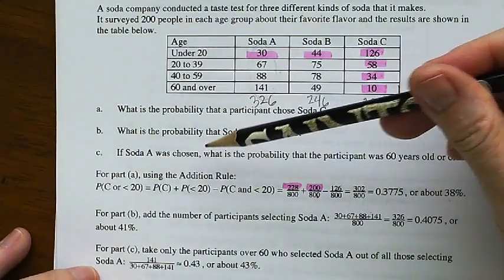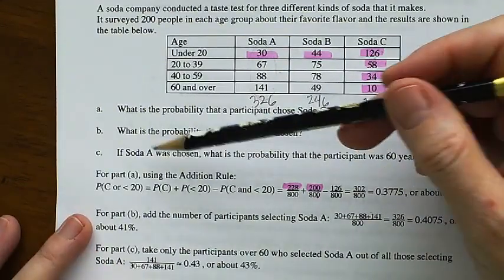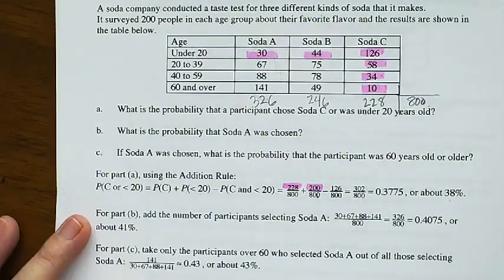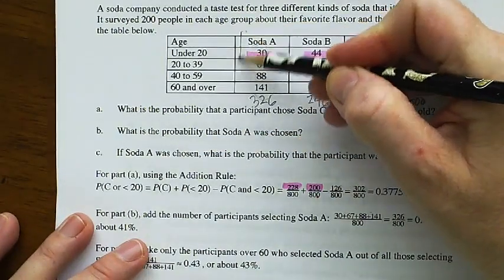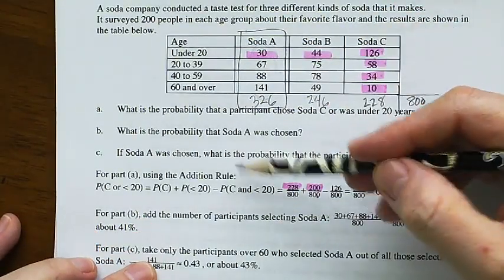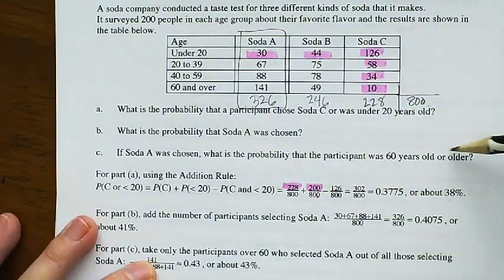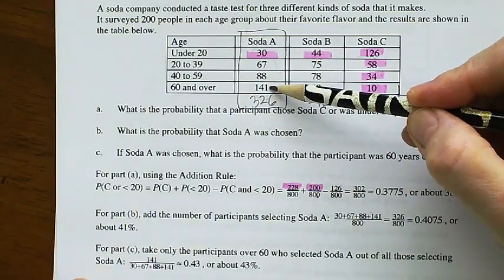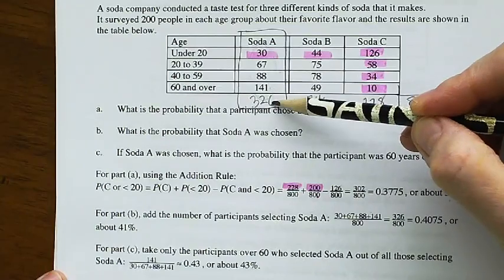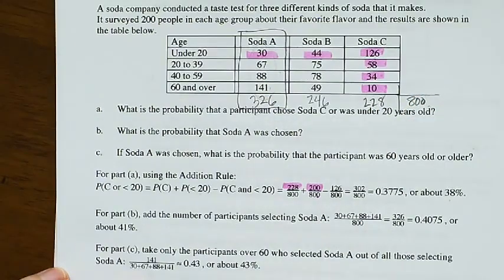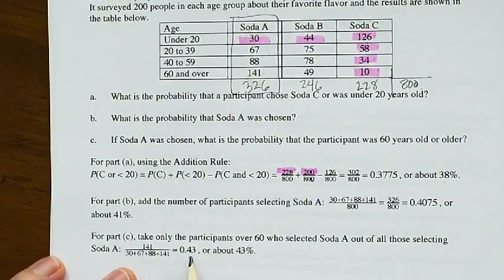And then part C would be conditional probability. If soda A was chosen, what's the probability, if I'm looking at these people who chose soda A, that the participant was 60 years old or older? So then you would say 141 out of the people who chose soda A, which is 326. So that's this probability down here.